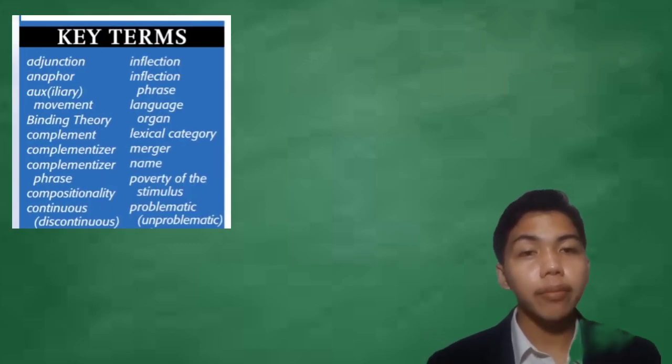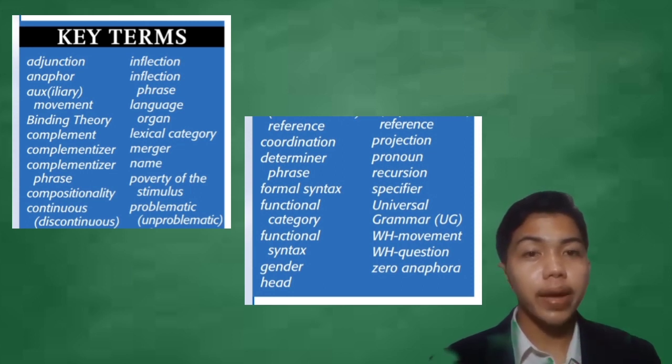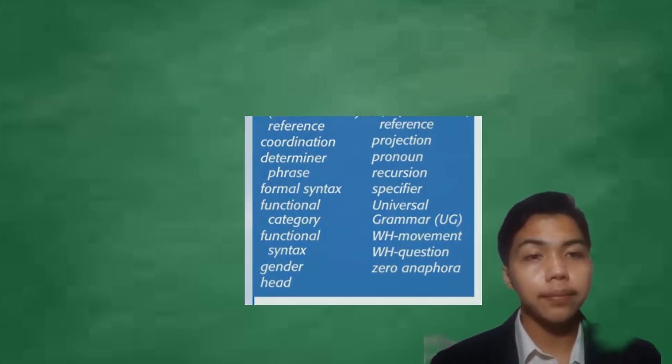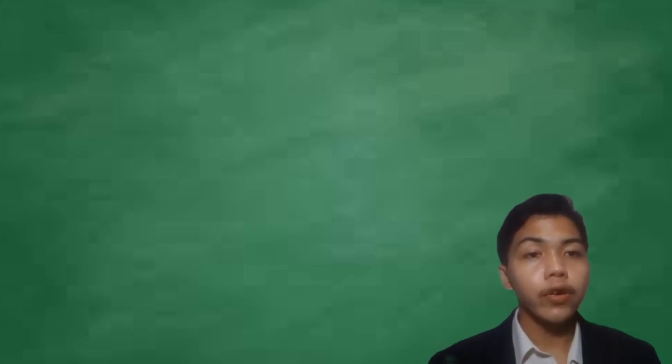These are adjunction, anaphor, auxiliary movement, binding theory, complement, merger, complementizer, name, phrase, compositionality, continuous, discontinuous, reference, coordination, determiner, pronoun, recursion, phrase, formal, category, functional, syntax, gender, head, reflection, phrase, language, organ, lexical category, poverty of the stimulus, problematic, unproblematic, reference, projection, specifier, universal grammar or UG, WH movement, WH question, and lastly, the zero anaphora.